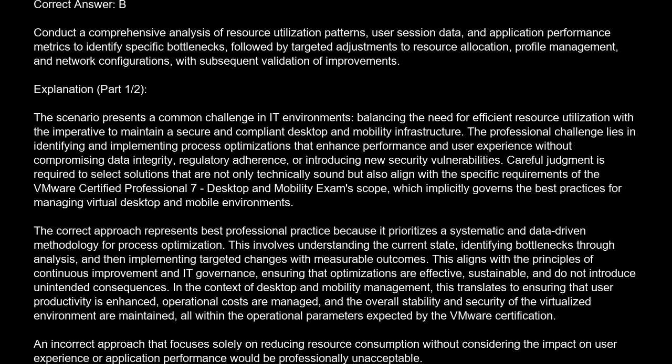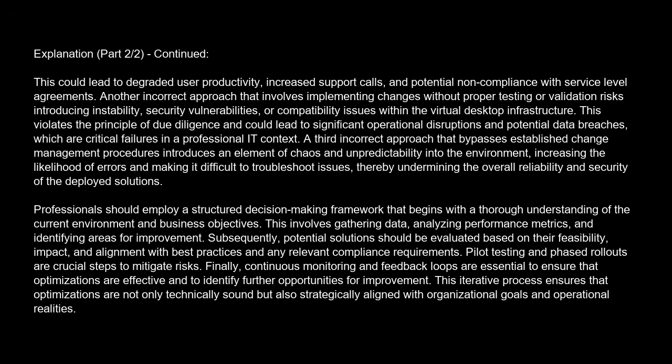An incorrect approach that focuses solely on reducing resource consumption, without considering the impact on user experience or application performance, would be professionally unacceptable. This could lead to degraded user productivity, increased support calls, and potential non-compliance with service-level agreements. Another incorrect approach that involves implementing changes without proper testing or validation risks introducing instability, security vulnerabilities, or compatibility issues within the virtual desktop infrastructure.